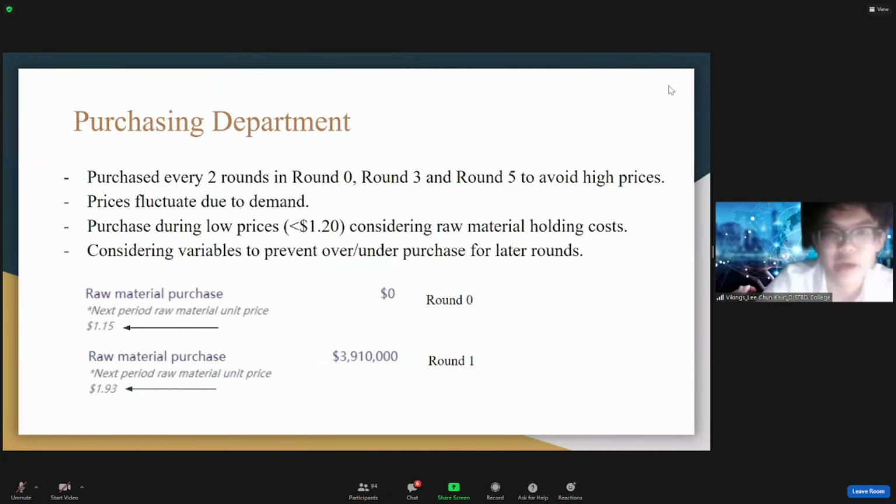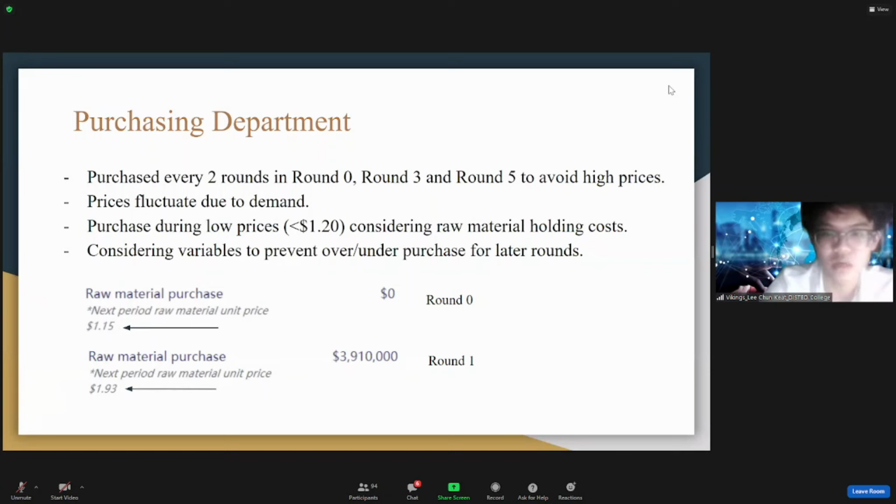Okay, so for me, I handle the purchasing department. In our group, we purchase in 2 rounds, round 0, round 3, and round 5, to avoid high prices because high prices fluctuate due to the demand. We purchase during low prices, under $1.20, considering raw material holding costs. Apart from that, we also considered variables such as conversion rate, price index, production capacity, and equipment investment.